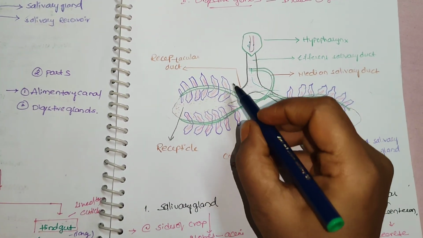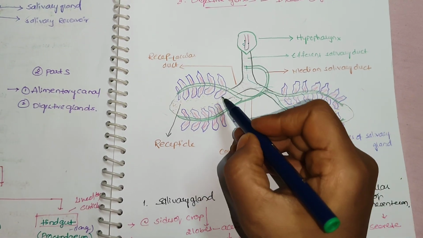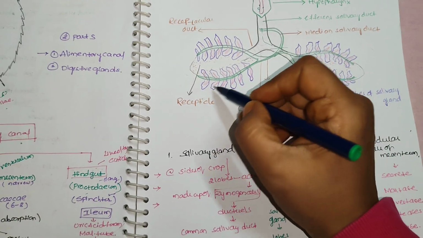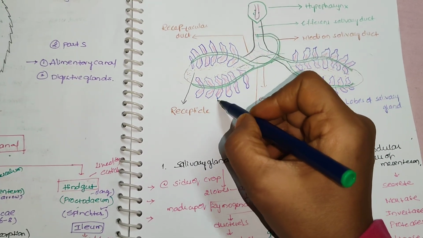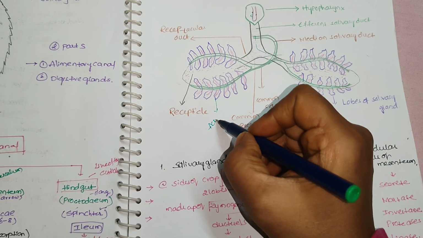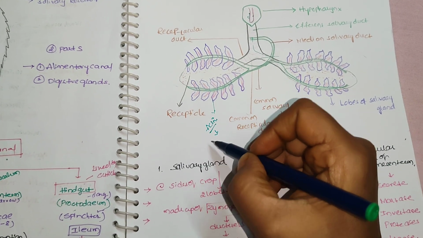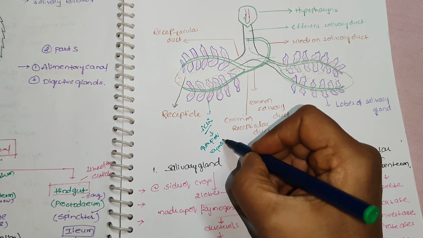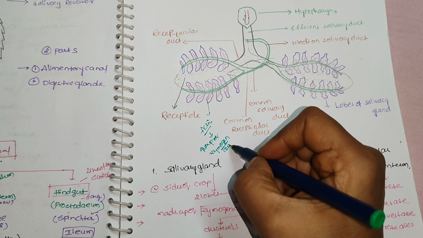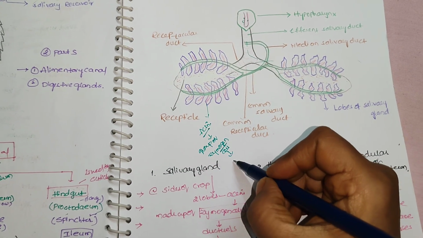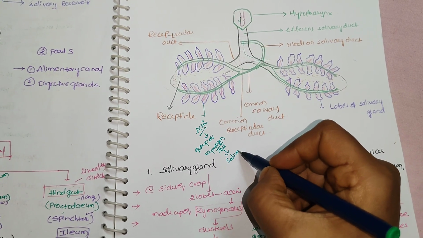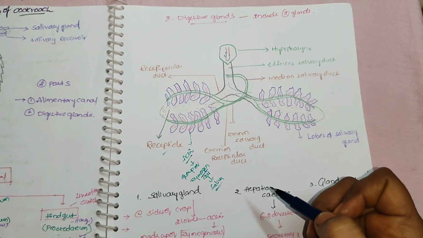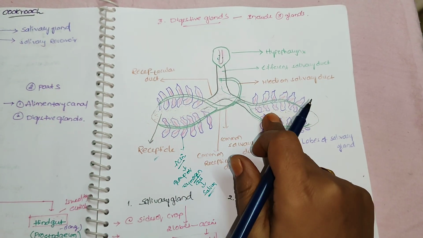One pair of salivary glands has 2 lobes, and each lobe is divided into a number of lobules. These lobules are also called acini. Acini are a group of zymogen cells. These zymogen cells will secrete the saliva. This saliva is all stored in the receptacle. So this is the information regarding salivary glands.